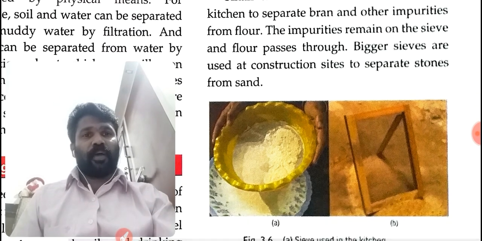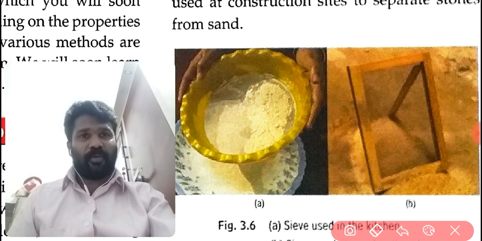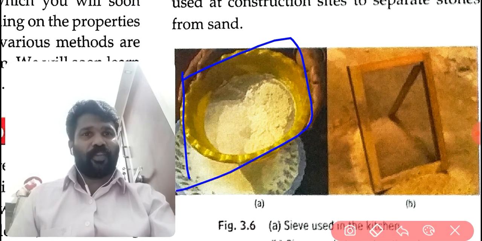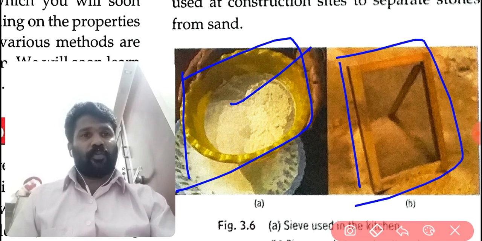Clear? These are examples of sieves, you can see the sieve. Those who have not seen a sieve, now I'll show you. This is the sieve which you use in the kitchen to separate bran from flour. Then here, this type of sieve we use at construction sites.